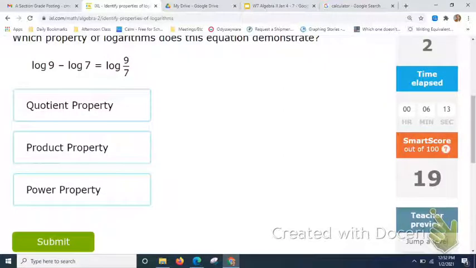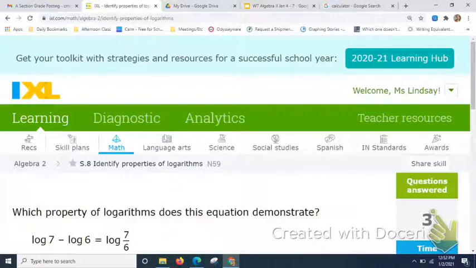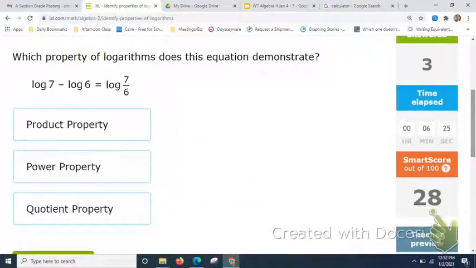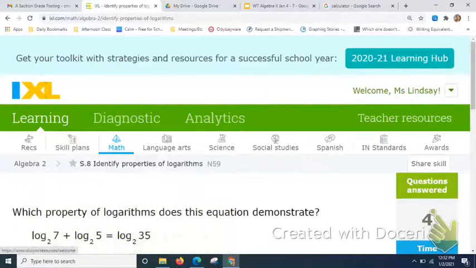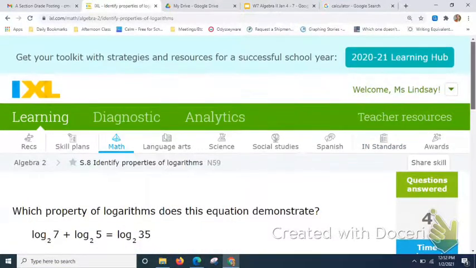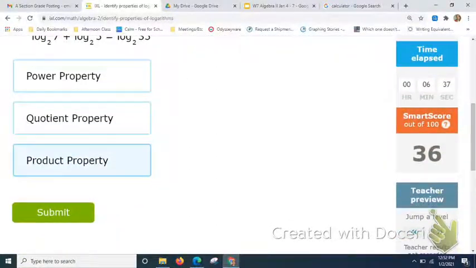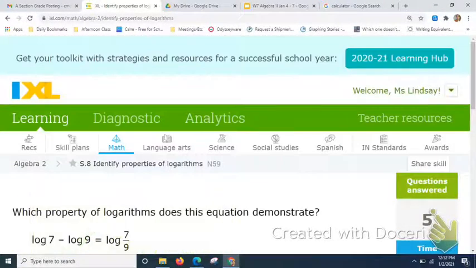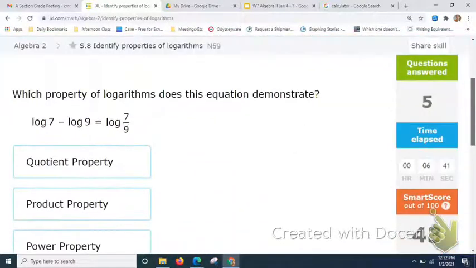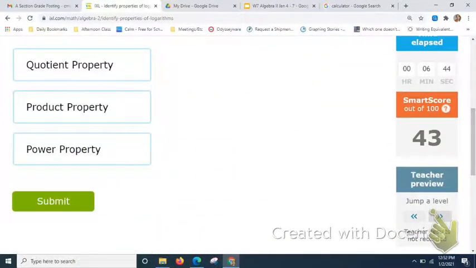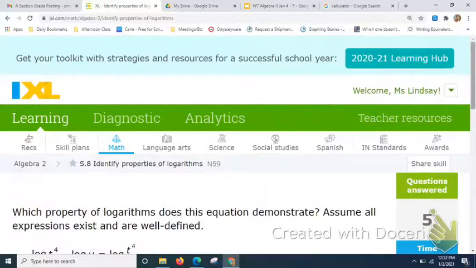So subtraction has been condensed and written in a fraction, which is quotient. Subtraction written in a fraction, again, quotient. Addition, and then 7 times 5 is 35. That is product. So let's see if we jump a level, if things get harder. Don't foresee so far.